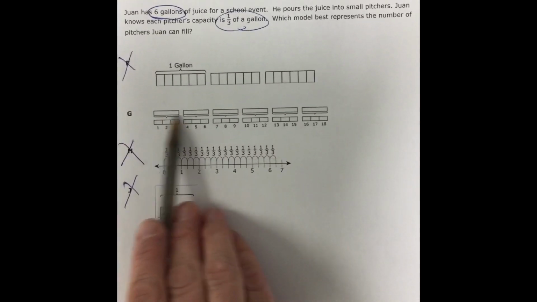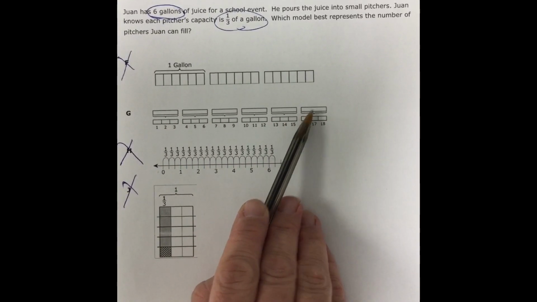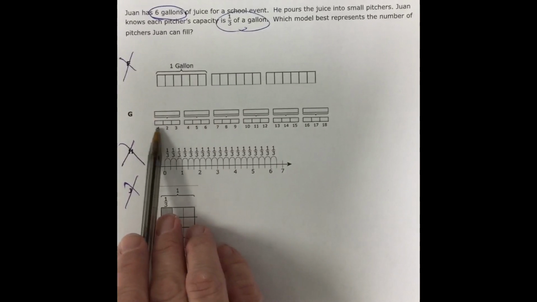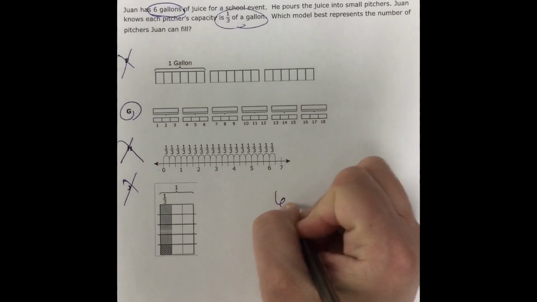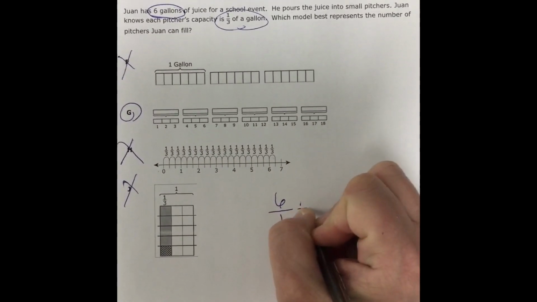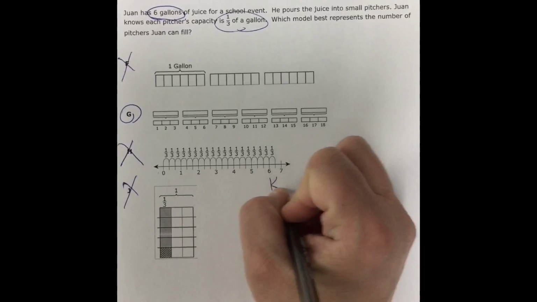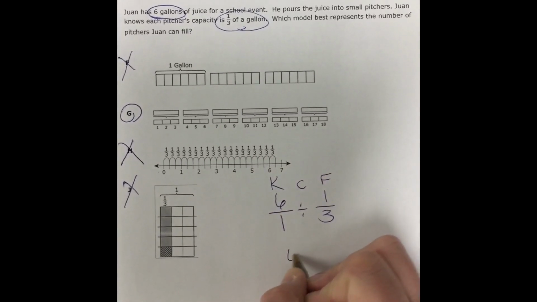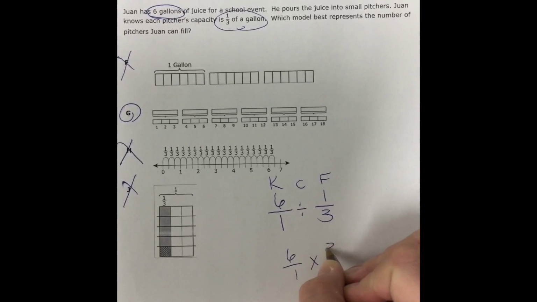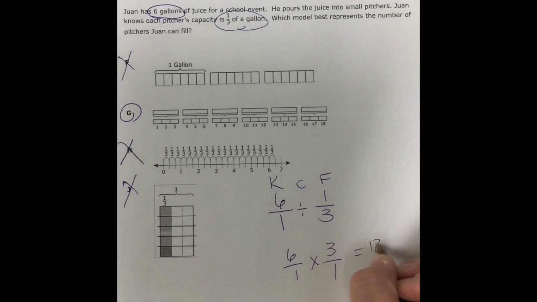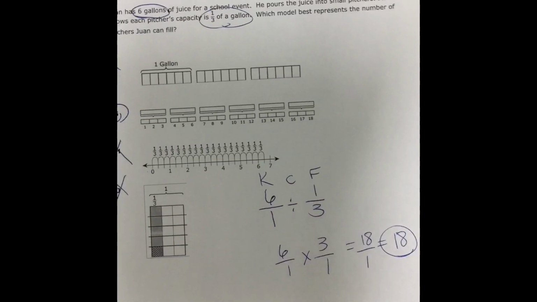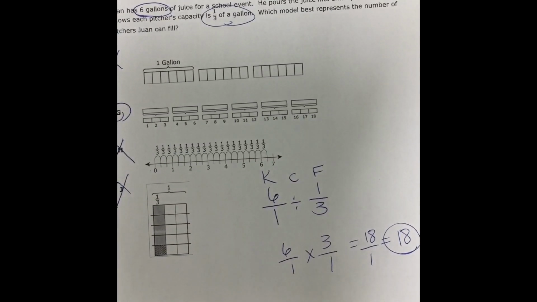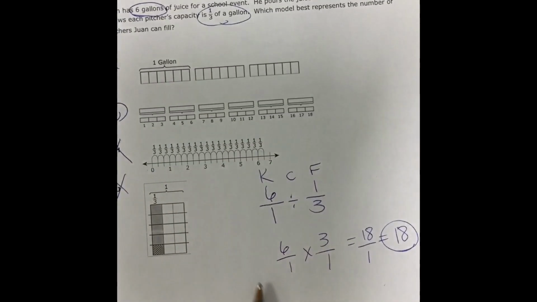We had 6 gallons, which is 6 models, and it's broken into thirds. 3, 3, 3, 3, 3, 3. And if you solved it, 6 over 1 divided by 1 over 3, keep, change, flip. 6 over 1 times 3 over 1 equals 18 over 1, which then equals 18. Okay? So sometimes it's best just to solve it and then find what matches.